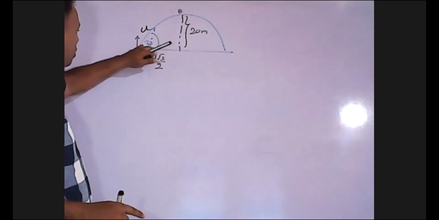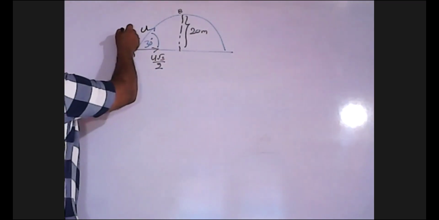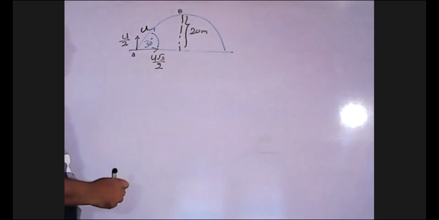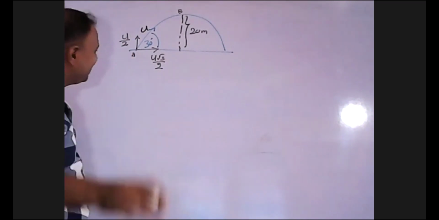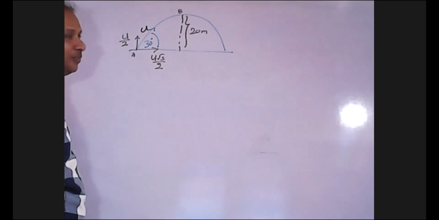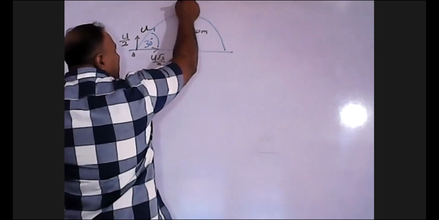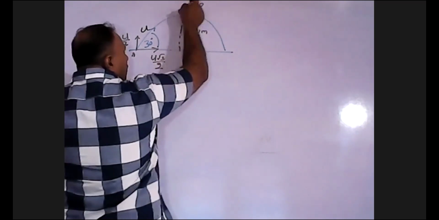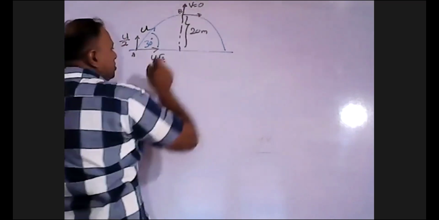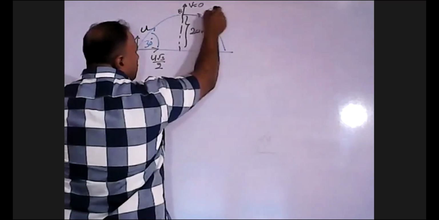Okay. Therefore, u cos theta. Here u sin theta. U sin theta means u over 2, because sin 30 is half. So u over 2. So at the point B, the vertical velocity is 0, while the horizontal velocity remains unchanged. That means root 3u over 2.